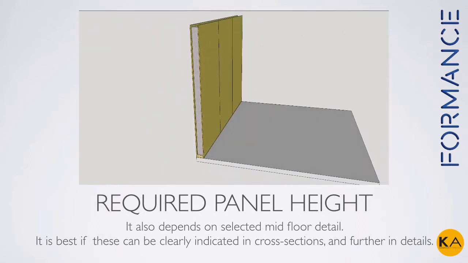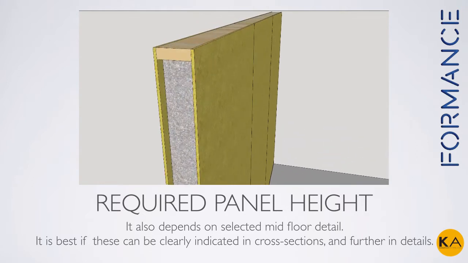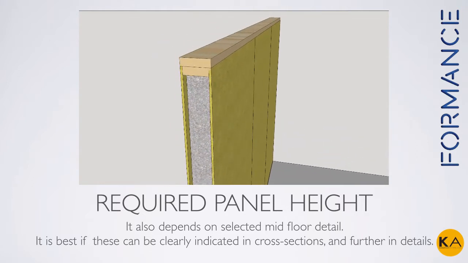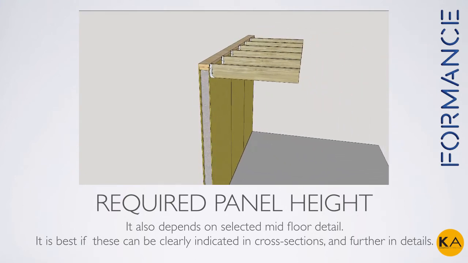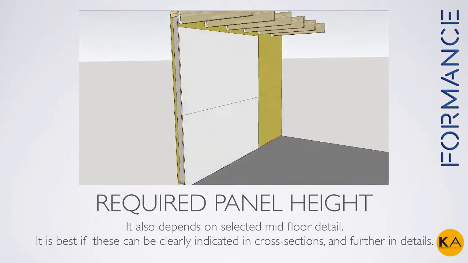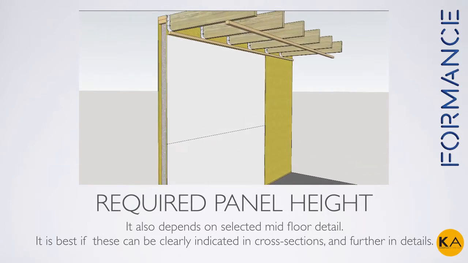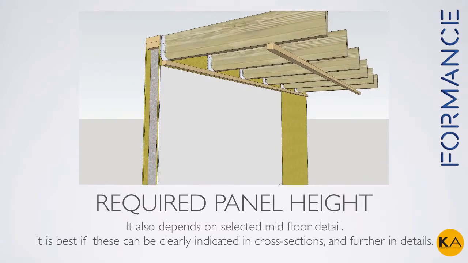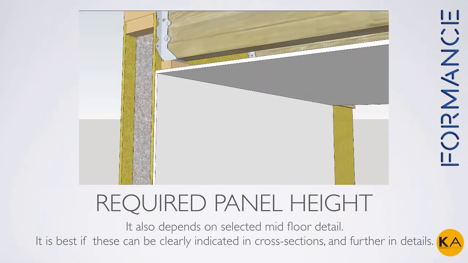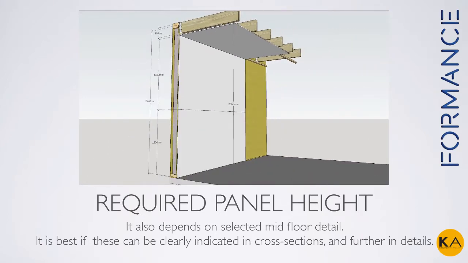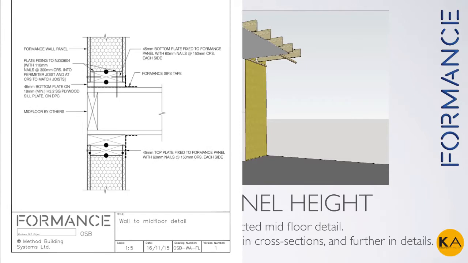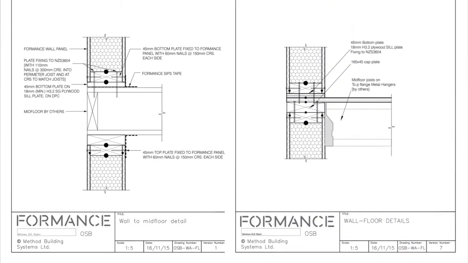We have a similar situation also at mid-floor connections. There are various ways of constructing mid-floor. We have to see this in the elevations, cross sections, and details as well. So essentially the panel overhangs over and the ceiling drops a little bit to maintain the continuous insulation. And if this is the case, we have to see this in your detail sets and cross sections.